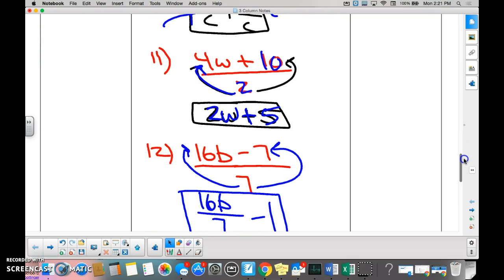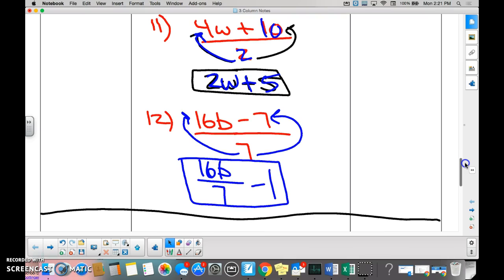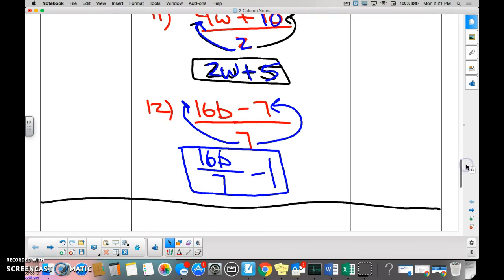I would highly, strongly recommend the arrows. Problem like this, when we did 16b divided by 7, did I ask you or did I tell you you needed to put it into a mixed number? You can leave it in improper form on these problems. So 16b divided by 7 is 16b over 7. 7 divided by negative 7 is negative 1. Okay? Questions?